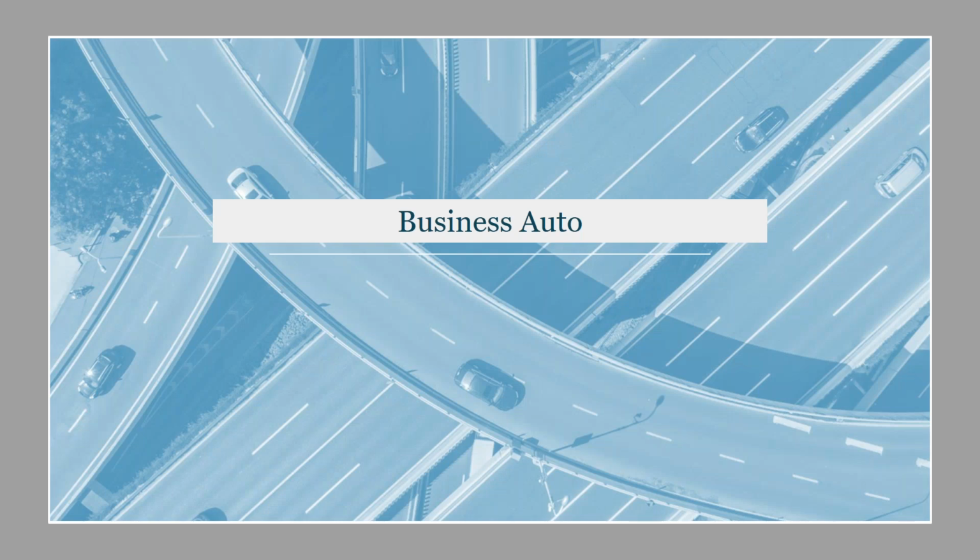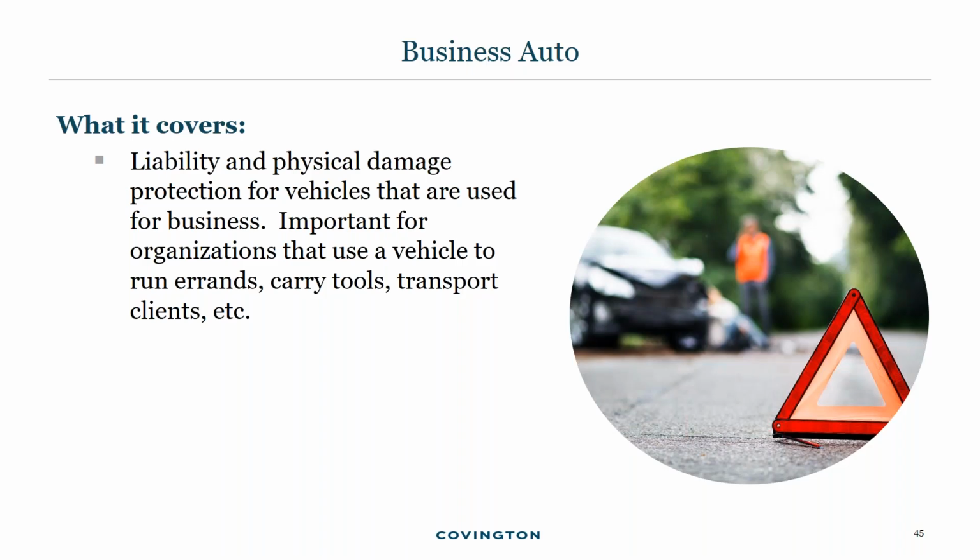Turning next to business auto insurance. Business auto insurance covers liability and may also cover physical damage protection for vehicles that are used for the nonprofit's business. The liability portion of the policy covers the cost of damages to other vehicles or property and personal injuries caused by accidents when the driver of your organization's vehicle is at fault. The physical damage portion of the policy covers repair of physical damage to your organization's own vehicle. Your organization should get business auto insurance if your organization uses a vehicle to run errands, pick up and deliver goods, carry tools, transport clients, or for any other aspect of your nonprofit's business.